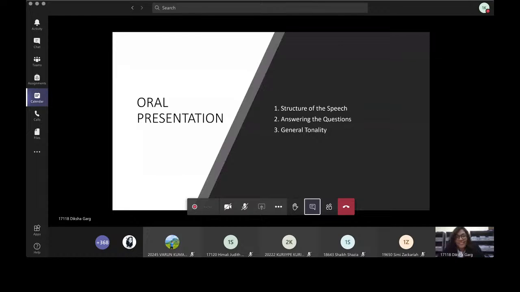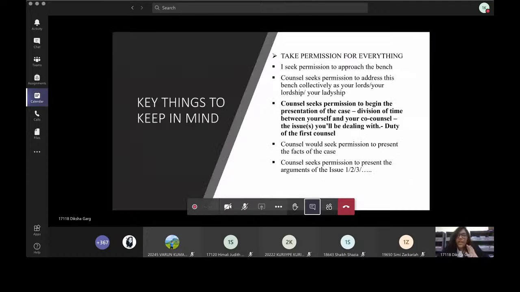Firstly, before everything else, just keep in mind that you take permission for literally everything that you do. So when you say I seek permission to approach the bench, you are taking permission to begin the course of your argumentation. Secondly, you will take permission to address the bench collectively or singularly. And in case there is a lady on the bench, please ensure you term it something like this, for example: may it please your lordship and ladyship for me to continue to refer to this bench collectively as your lordships. It sounds weird, but these are the procedures that have to be followed.